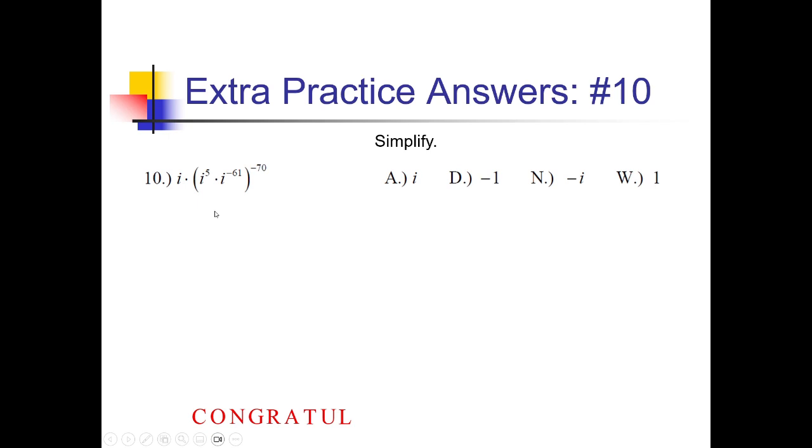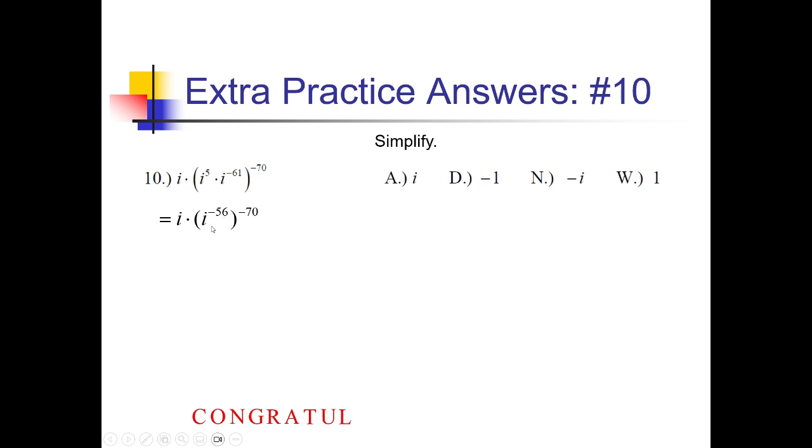For this one, we have some stuff going inside this parentheses with a negative 70 outside. I'm going to try to deal with the stuff inside here before I even think about that negative 70. So adding these together, because I'm multiplying the i's, I have to add the exponents. This is going to be i to the negative 56, 5 plus negative 61. And then before I apply this negative 70, exponents before multiplying, I'm going to deal a little bit more with this i to the negative 56. So I'd like this to actually become a positive, or at least something between 0 and 3.